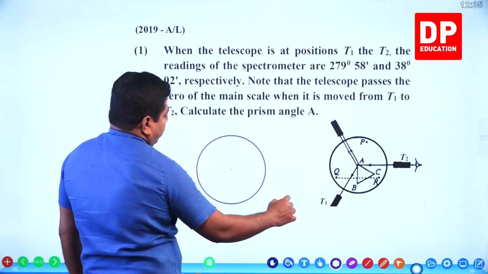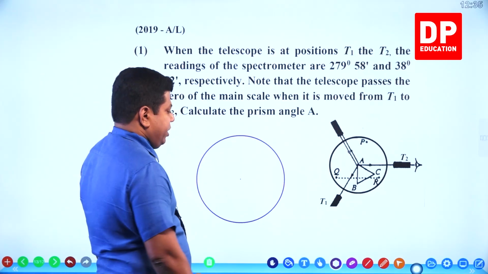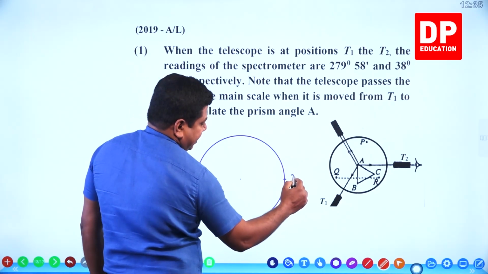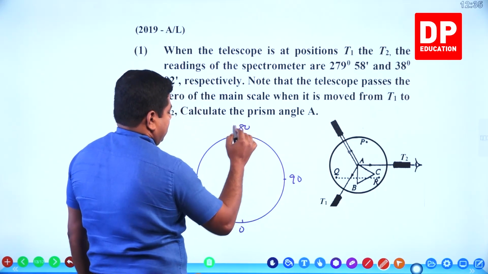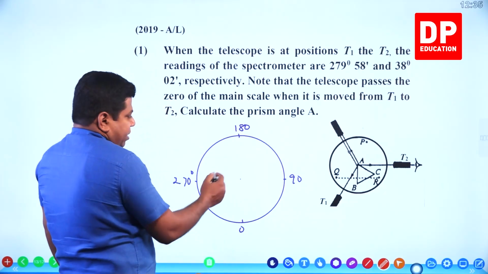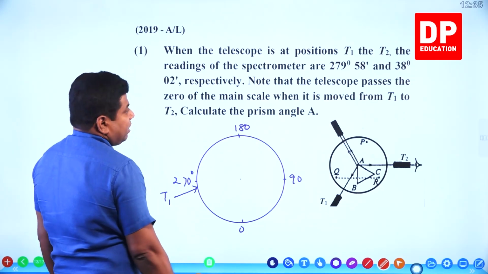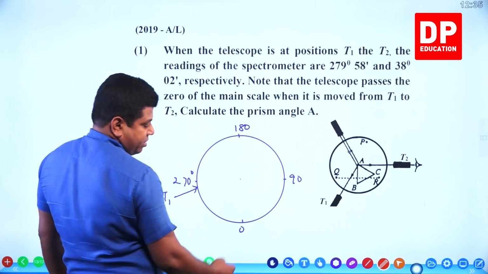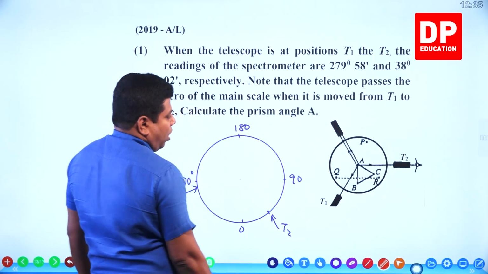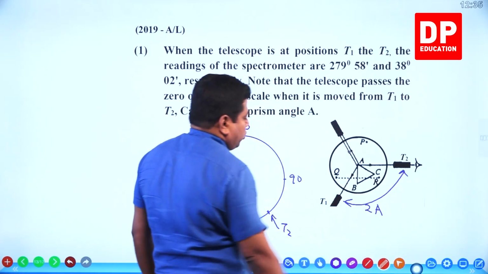I'll try to explain this to you. This is how the scale is, a round scale in a spectrometer. Let's say this is where 0 is, this is where 90 is, 180 and 270 degrees. The first reading was at 279, so it must be somewhere here. This is T1. The second reading is at 38, somewhere here, T2. All I know is that the angle between these two will be 2A.